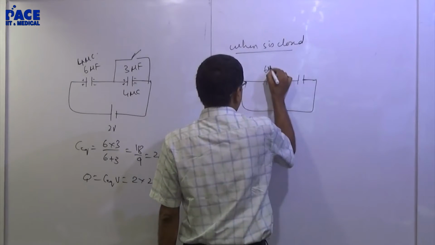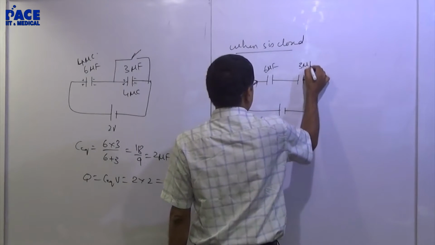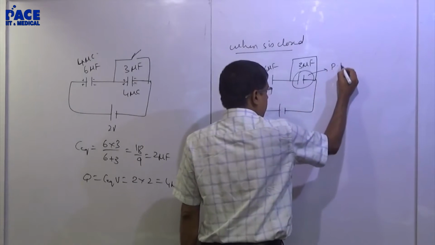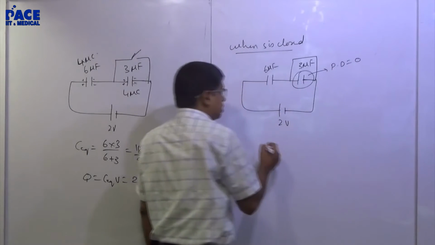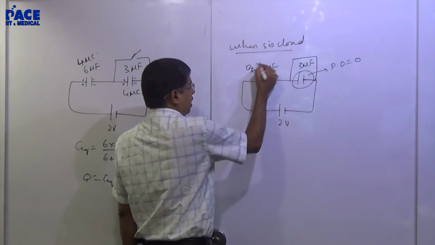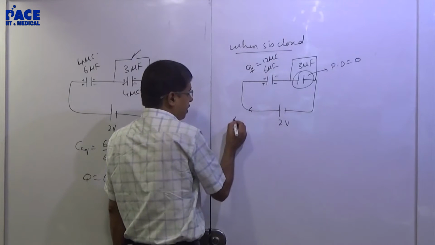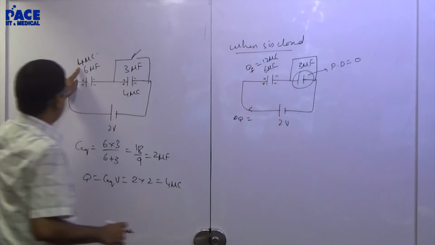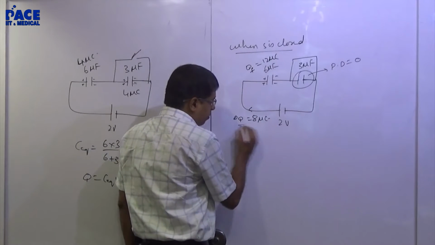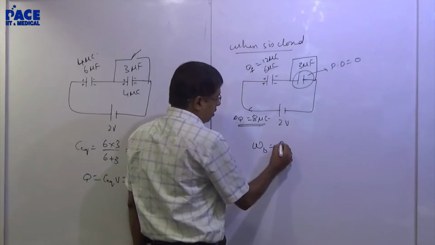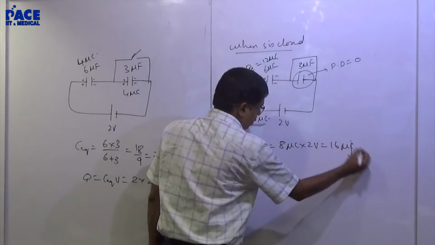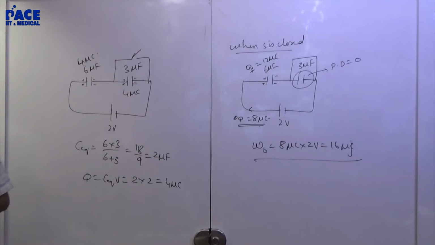When S is closed, this is 6 microfarads, 3 microfarads, and this is closed. The potential difference across this will become 0. It cannot hold charge. Now the whole of the 2 volts will appear across this. So Q final will be 12 microcoulombs. Delta Q, initially it had 4, now it has 12, so delta Q will be 8 microcoulombs. Work done by the battery, 8 microcoulombs into 2 volts, 16 microjoules of work is done by the battery.